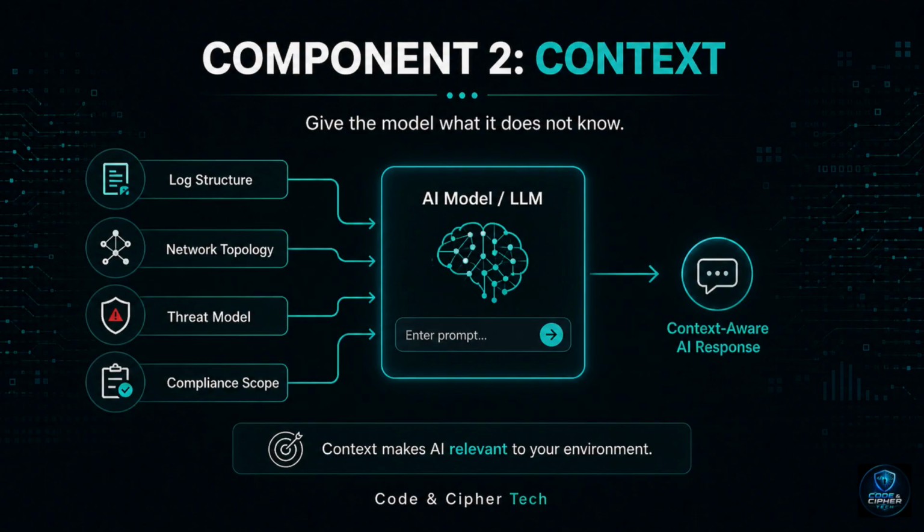Component 2, context. Context is the information your model doesn't have by default. AI doesn't know your environment. It doesn't know your SIEM platform, your network topology, your threat model, or the regulatory framework you operate under. Without context, the model gives you the most statistically average answer for your question, advice that you could apply to any organization, and therefore it doesn't fully apply to yours.